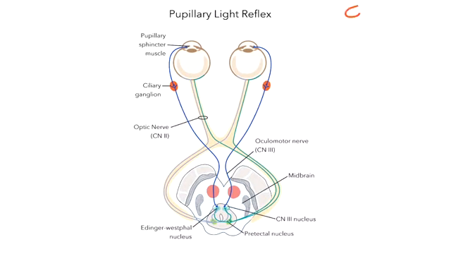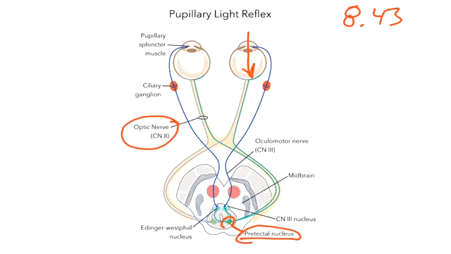So here is figure 8.43 showing the pupillary light reflex. Light will reach the retina in the back of the eye. We'll just focus on this right side for now. And then it will travel to the pretectal nucleus, following the optic nerve down to this pretectal nucleus back here. So in this case, it'll hit the right side. Again, this is within the midbrain.